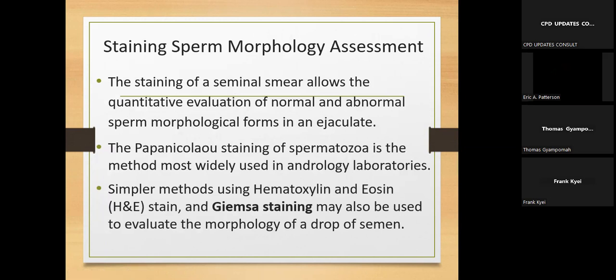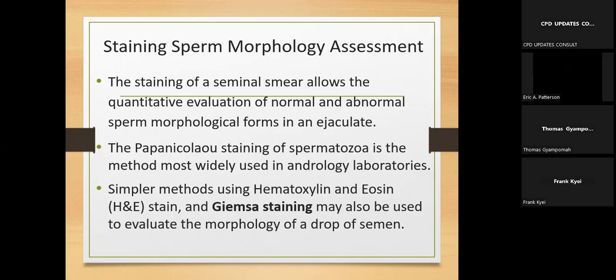In well-resourced laboratories, they use the Papanicolaou stain, the Pap stain, which the histology people use for cytological stains. That stains all aspects of the cell, and so that would have been the best. It is also used in well-established andrology laboratories. But of course, we are not there yet. So there could be simpler methods using H&E, the hematoxylin and eosin, and even the Giemsa staining can still be used if you want to look at the sperm morphology very well. You can do this.